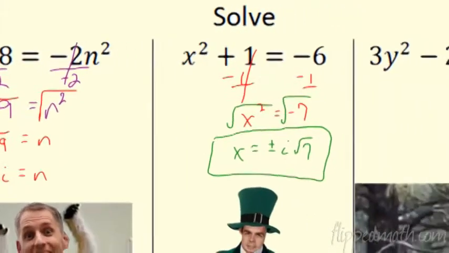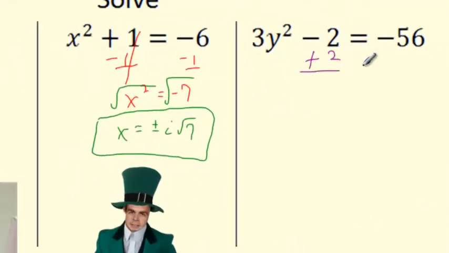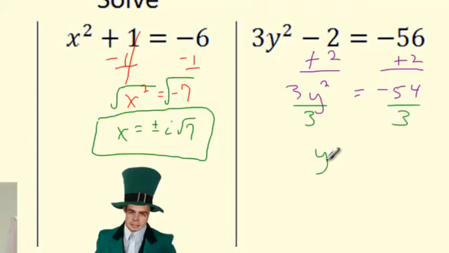Awesome. Let's wrap it up with the last one then. So we'll start this thing off by adding 2 to both sides. So we're looking at what? Negative 54. And on the left side, we're left with this 3y squared. So continue to get that y by itself. So we're going to divide both sides by 3. Divided by 3. So finally, we're left with y squared equal.